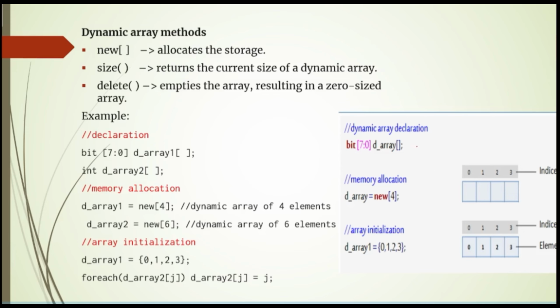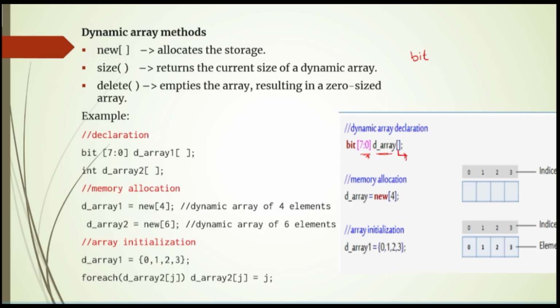Now, before seeing this example, let us see this one short, so that it will be easily understood. The declaration is in this way. If you see d_array with empty brackets, where each element can hold 8 bits, d_array is my array, and this is how you will be declaring the dynamic array. From the declaration itself you have to know whether it is a dynamic array, an associative array, a queue, or a static array. So declaration is very important for arrays.